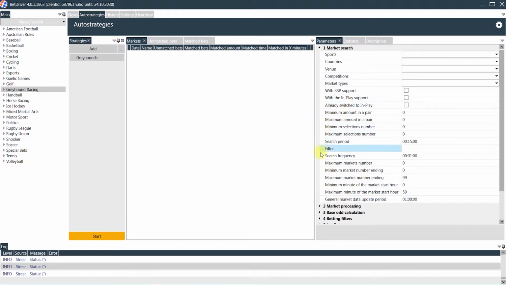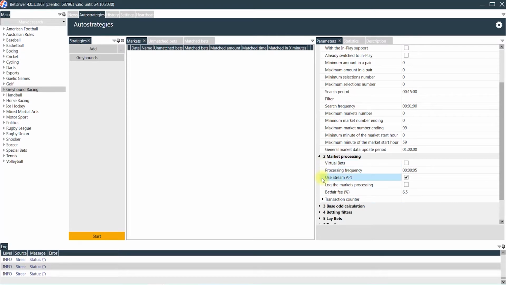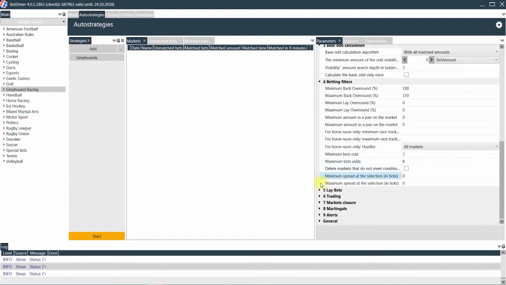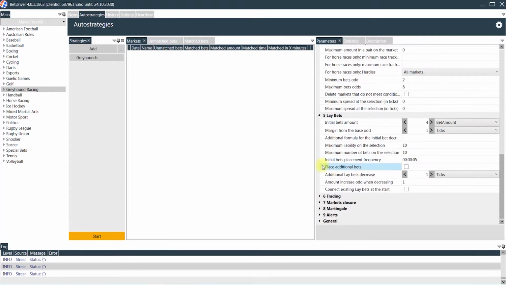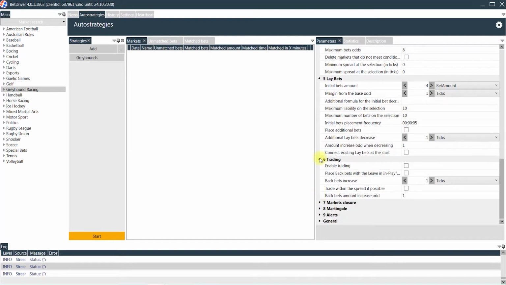A number of parameters are provided for the selection of markets. The markets included in the selection are processed according to the algorithm that underlies the basic strategy. Initial lay bets are placed first. Further, if the lay bet is accepted, then the back bet is placed when the trading mode is on, in accordance with the specified parameters again. If additional lay bets are enabled, the program makes additional lay bets, according to the decreasing algorithm. When additional lay bets are disabled, the program will replace the initial lay bet, unless the liability is exceeded.